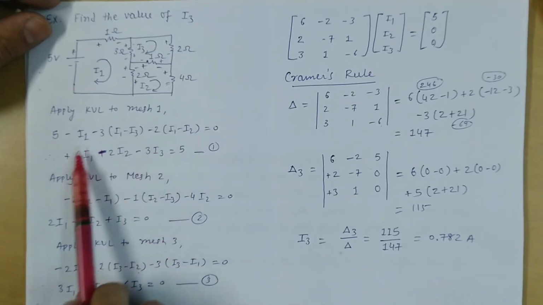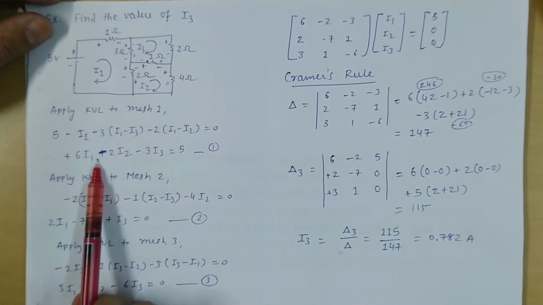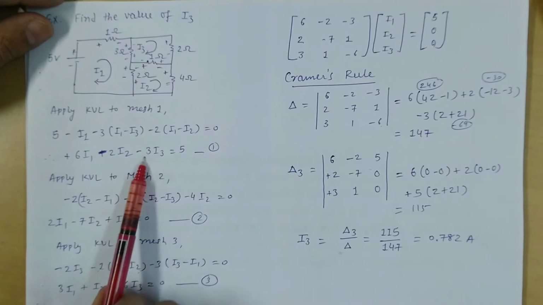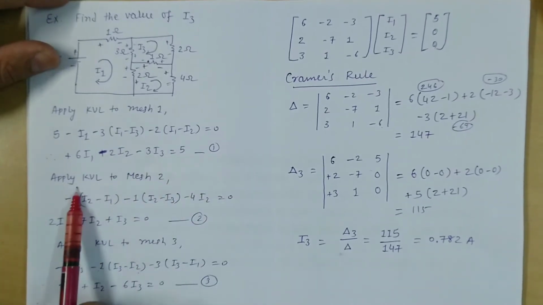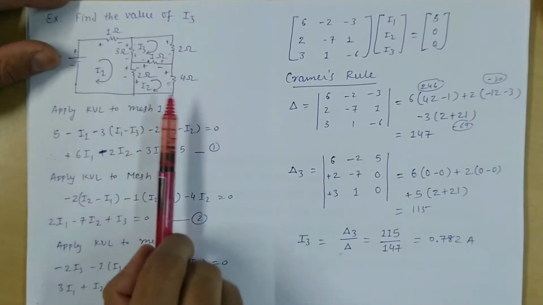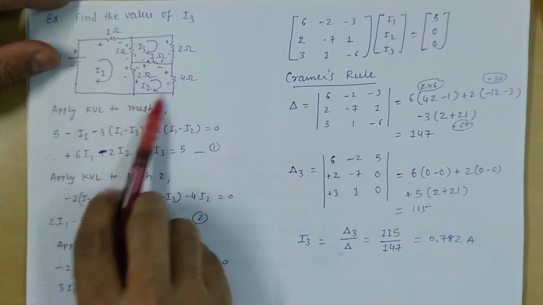And we convert this equation into this form: 6I1 minus 2I2 minus 3I3 is equal to 5. This is our equation number 1. Now we apply KVL to mesh 2. Mesh 2 is having current in clockwise direction.